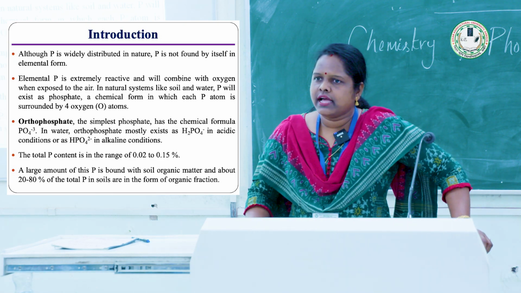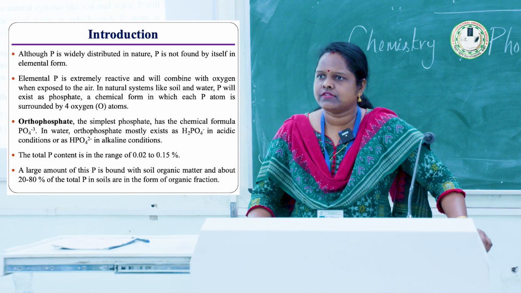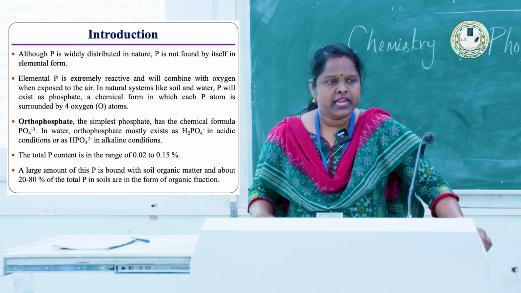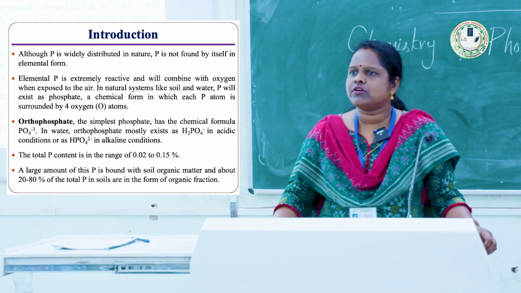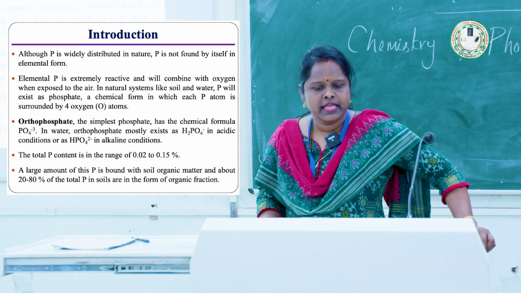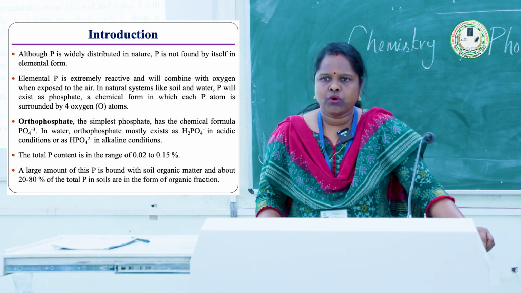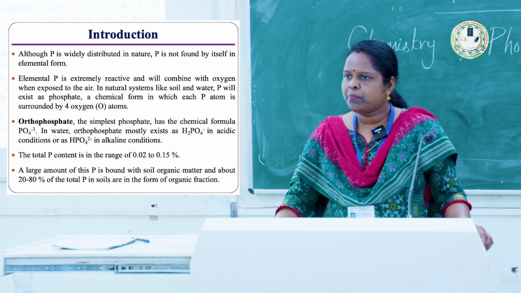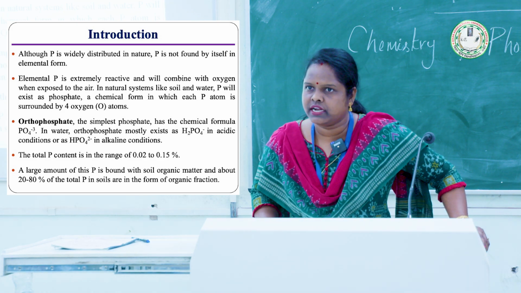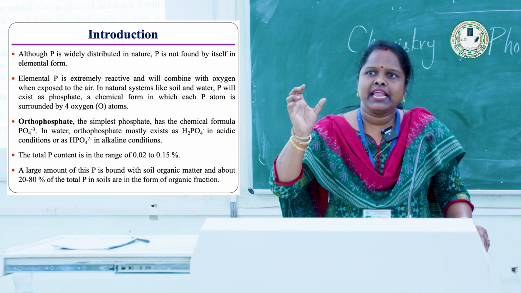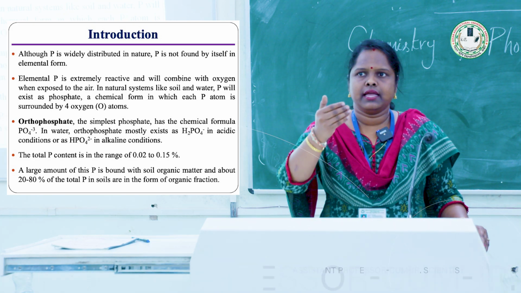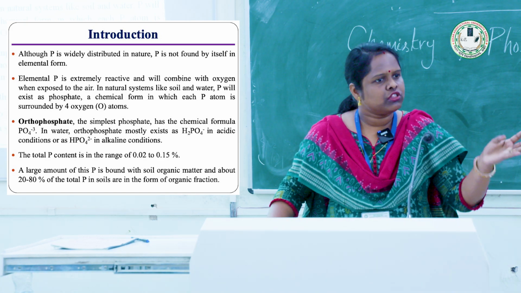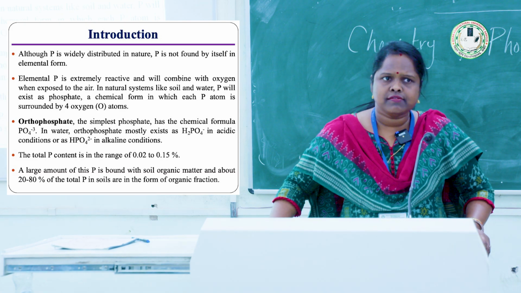When it is in acidic condition, the soil pH is below 6.5, the form is H2PO4 minus. And when it is alkaline condition, that is the pH of the soil is greater than 7.5, that is HPO4 2 minus. The total phosphorus content in the soil is in the range 0.02 to 0.15%. I specifically emphasize total P. There are several fractions of P in soil, organic P and inorganic P. The combination of organic and inorganic P is total P.